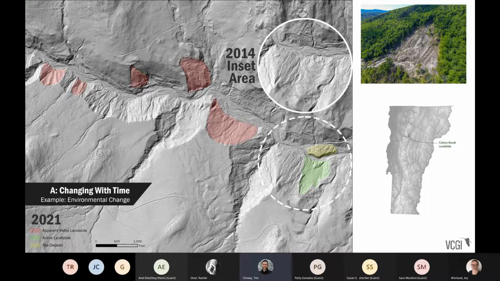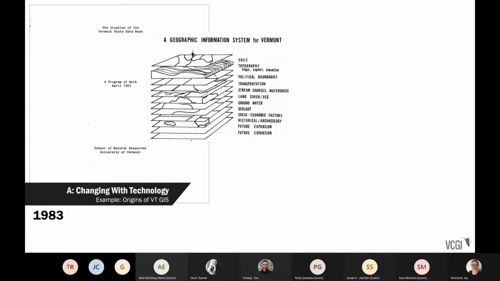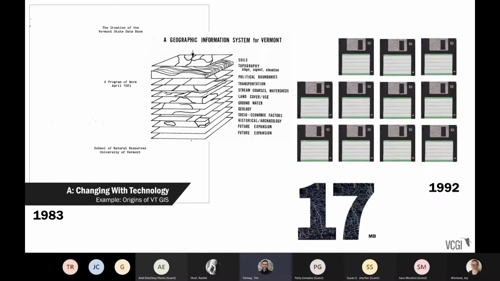Our efforts are constantly changing with technology. As I mentioned, most of what we do is all digital oriented. If you go back to the early 80s to the origins of Vermont GIS, you see a document here, the creation of the Vermont State Database. There was quite some vision at the time for looking at how all of these different layers that contribute to a GIS would need to be both created and maintained throughout time.